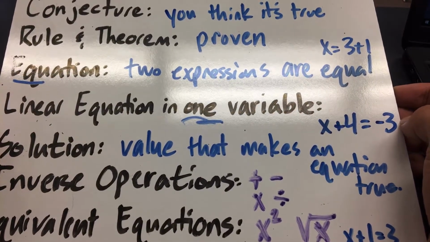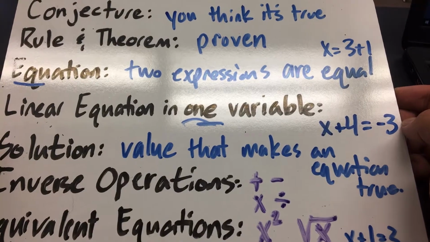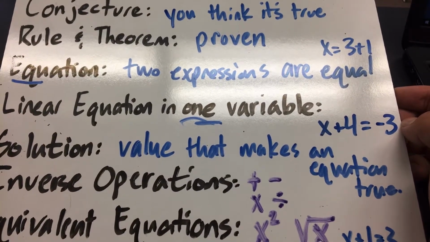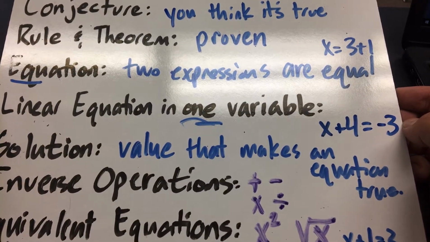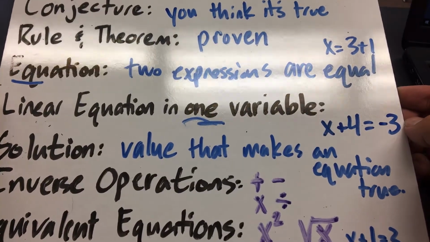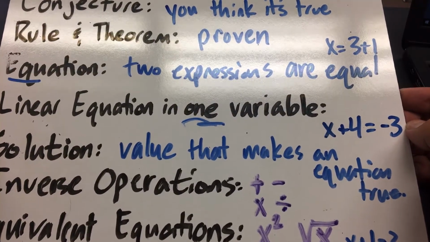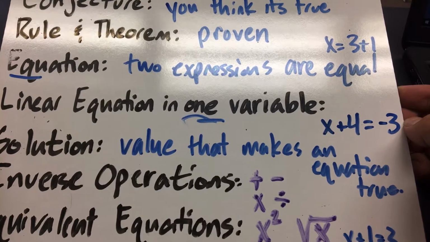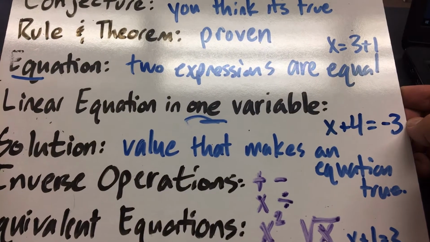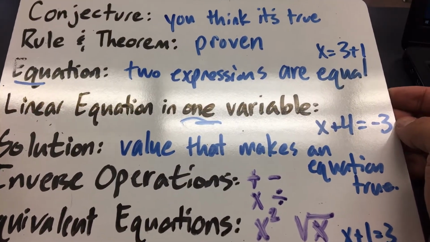Once you're able to prove it, it's called a rule or a theorem. For example, the Pythagorean Theorem that states a relationship between the sides of a right triangle. It has been proven. The rule that there's 180 degrees in a triangle or 360 degrees in a quadrilateral, those are proven rules in mathematics.